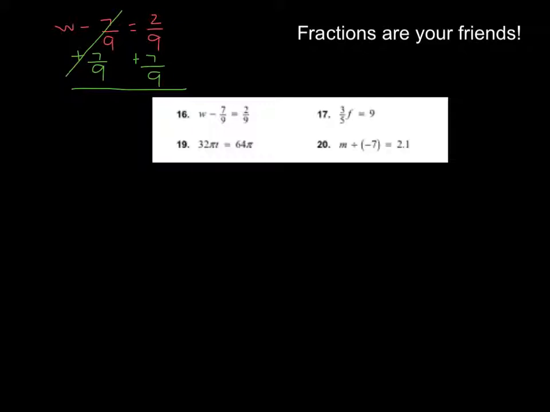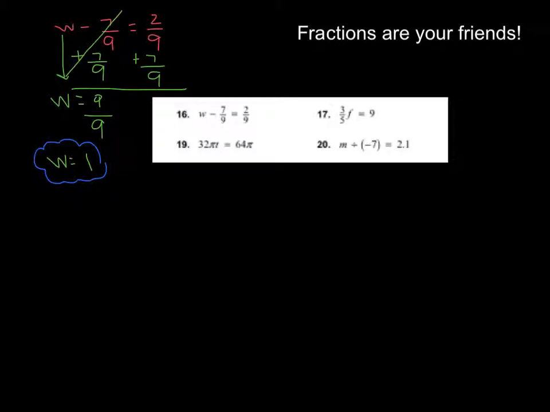Positive and negative cancel. I bring down my W. And then when you're adding fractions with common denominators, you add your numerators. 2 plus 7 is 9. And then you keep your denominator. So we have 9/9, which works out great because that helps me remind you that fractions are just division problems, and 9/9 is the same thing as 1. So W is equivalent to 1. Okay? All right, so let's go ahead and look at number 17.